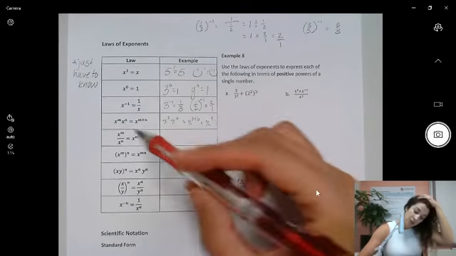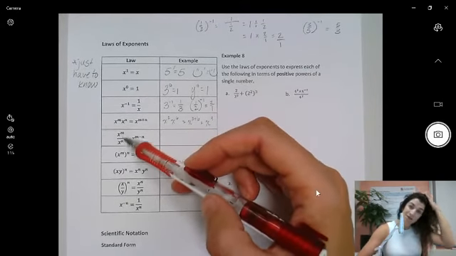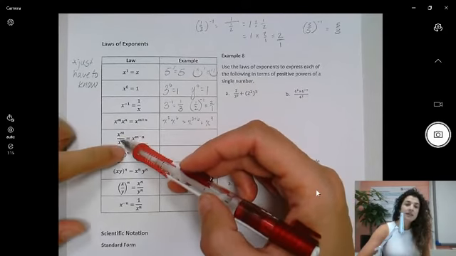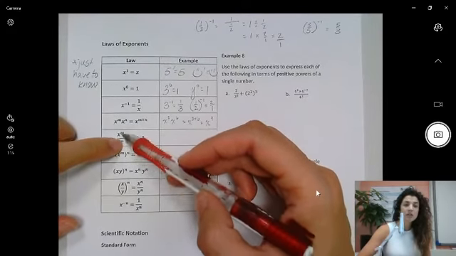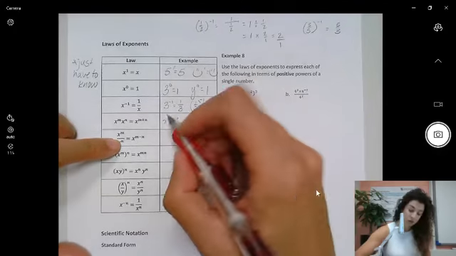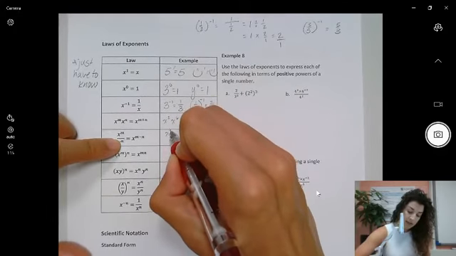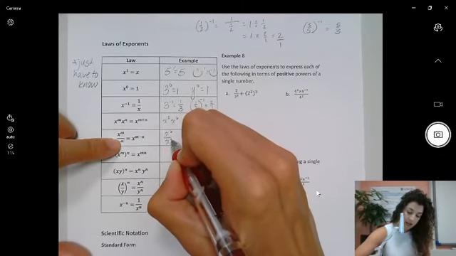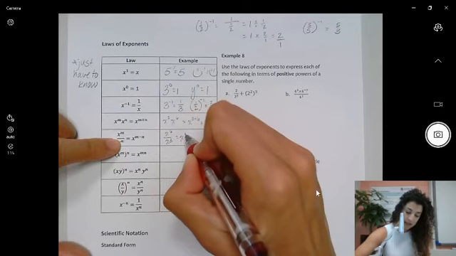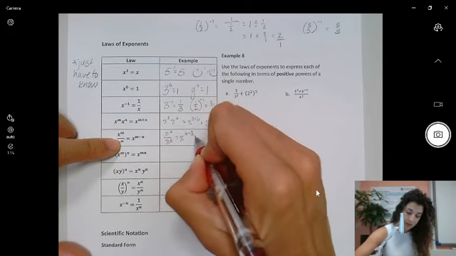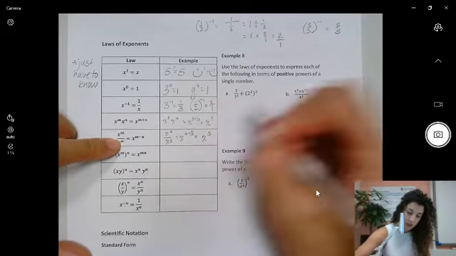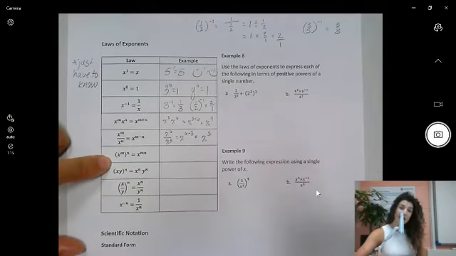In the opposite, if you have the same base and you are dividing these same base terms, then you take those exponents and you subtract them. So if I were to do x to the 6th divided by x to the 3rd, that would be x to the 6 minus 3, which is x to the 3rd power.